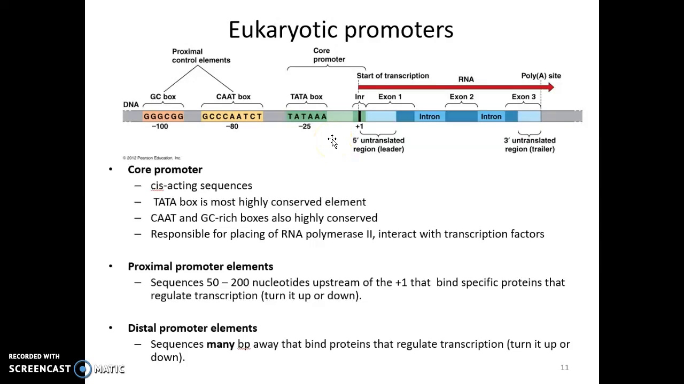Another feature we see a lot of in eukaryotic genes is what are called proximal control elements, okay? These are additional sequences that can bind regulatory proteins that influence whether transcription happens or not, and the rate at which transcription occurs. Some additional terminology here. Proximal promoter elements, the ones I mentioned here, are typically within 200 nucleotides of the transcription start site. And then distal promoter elements, which aren't shown here, can be thousands of base pairs away, or even on a different chromosome, and they are regulatory sequences that will bind helper proteins that play a role in turning transcription up or down.